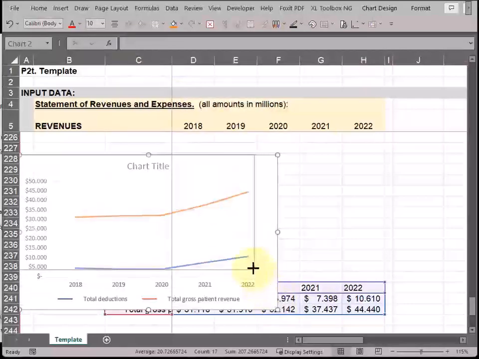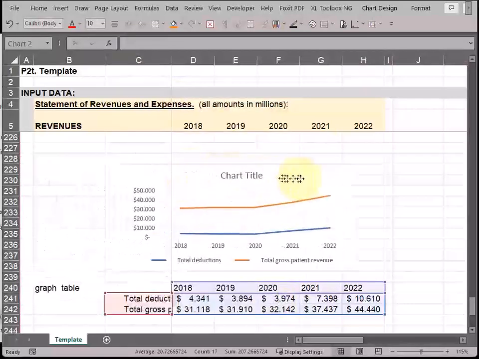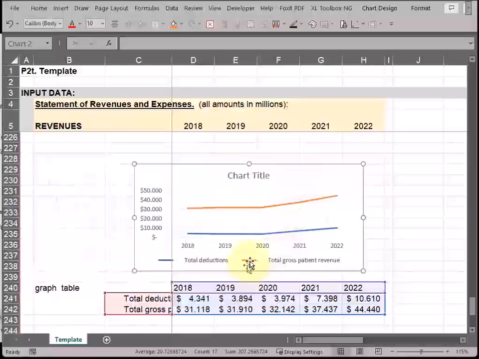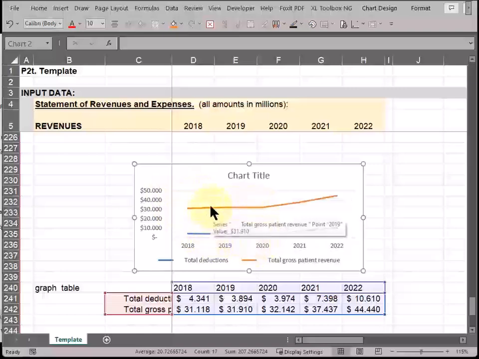and say insert, and we're going to insert a graph. I think a line graph would be good, so we'll have a line graph right there. And there, we've inserted a graph. Now I'll make that a little bit smaller so we can see what's happening. You can see the orange line is the gross revenue, and the blue line is those deductions. And you can see something definitely happened in 2020, because in 2021 there was a big jump in everything.